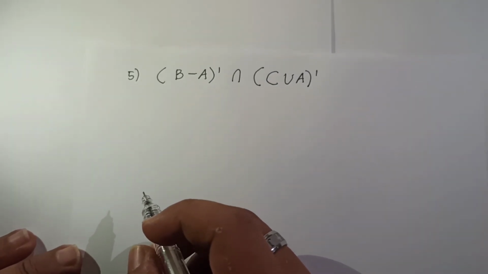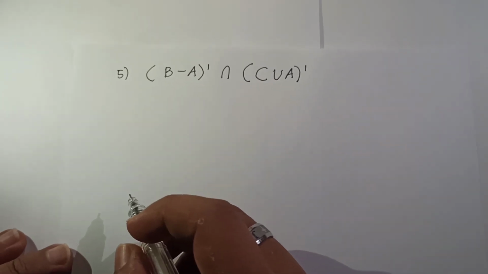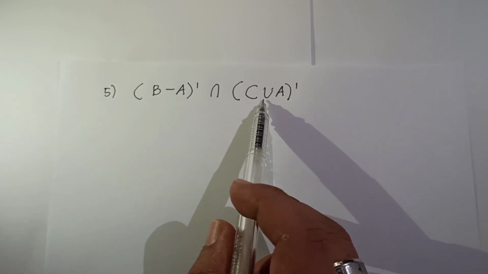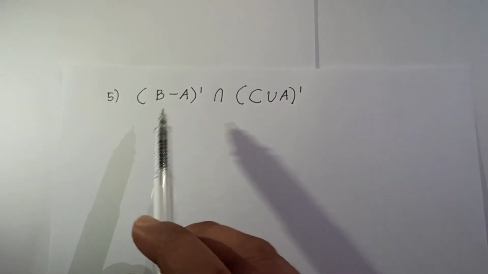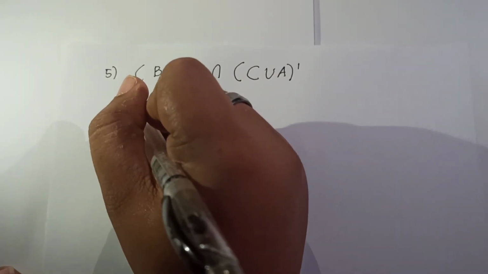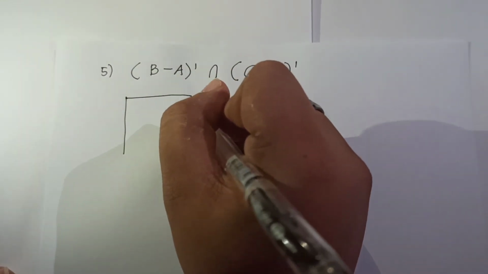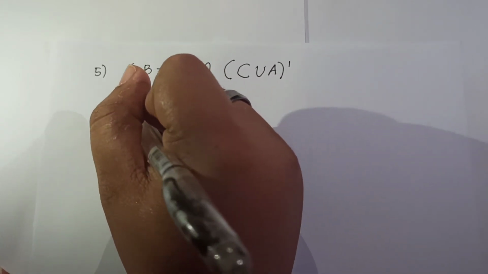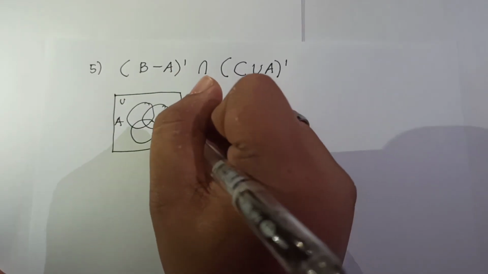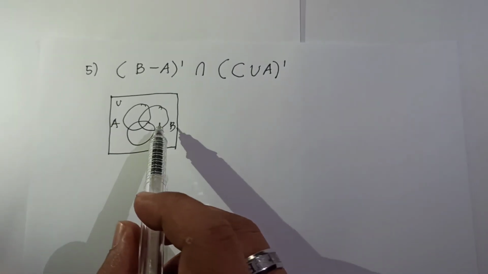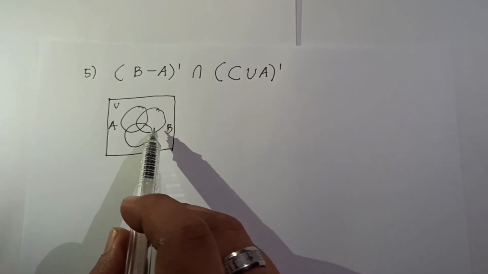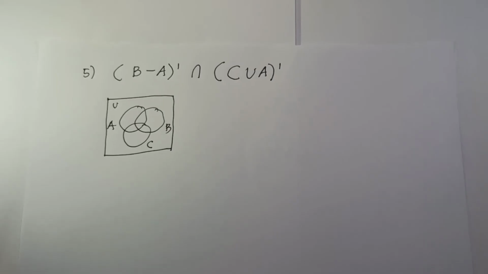Okay, so we are now in number 5. So C or B minus A quantity prime intersection of C union of A quantity prime. So in this case, B minus A. So let us have an illustration here. Okay, we are going to illustrate. Since this is our A, B, and C, we're going to focus only on A and B, not including C yet. So we have here B minus A.